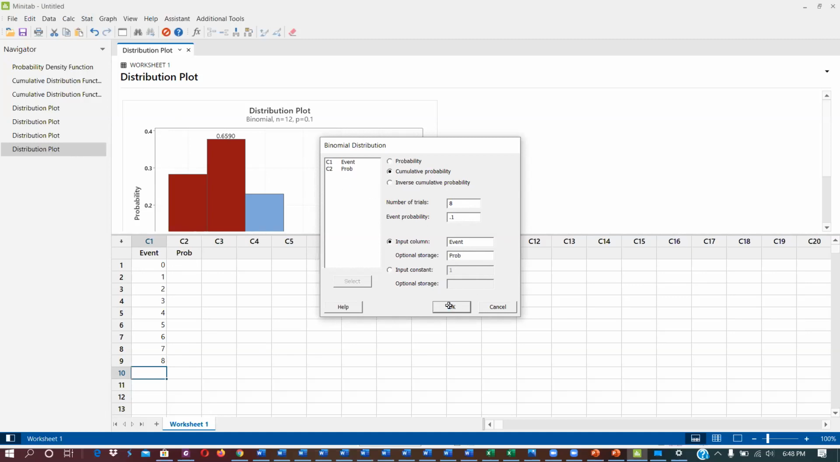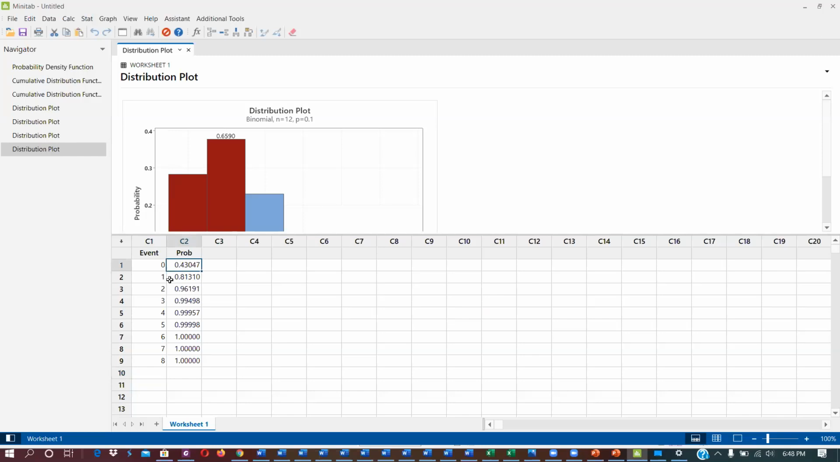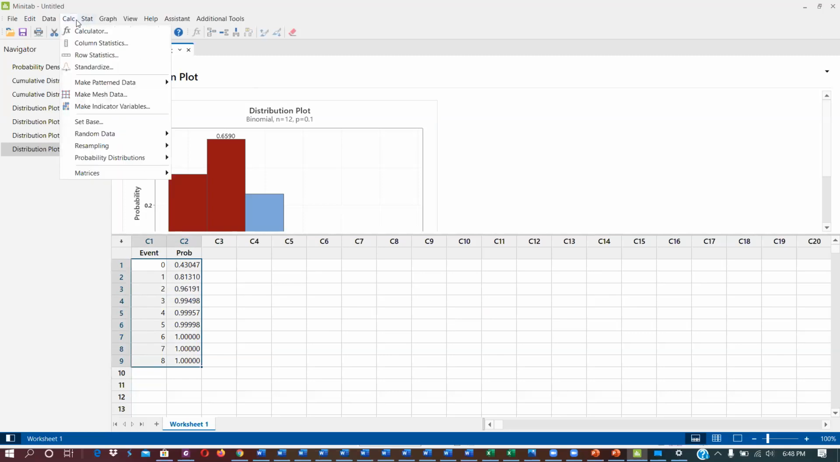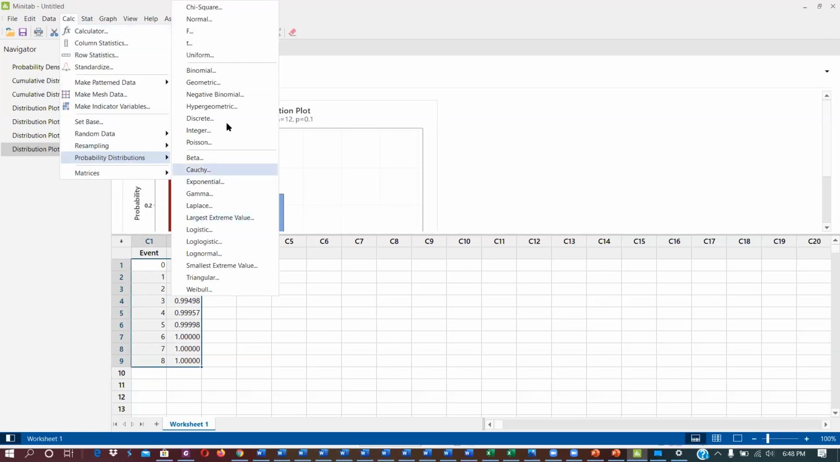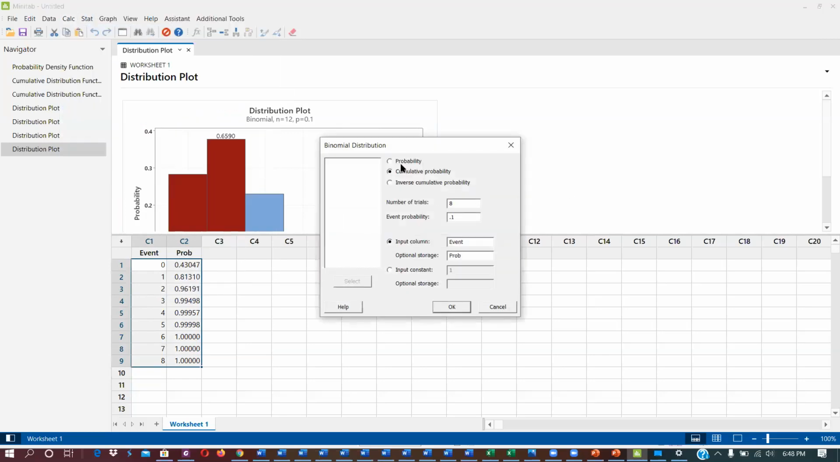So now I'm all set. Look into the probability of the 0th event, which is this. And now this is cumulative probability. By mistake, I did cumulative one, so this I did cumulative. Now I need to do this.